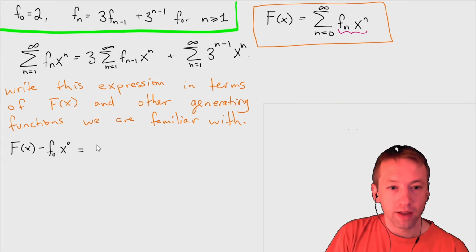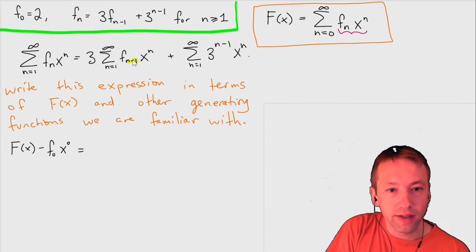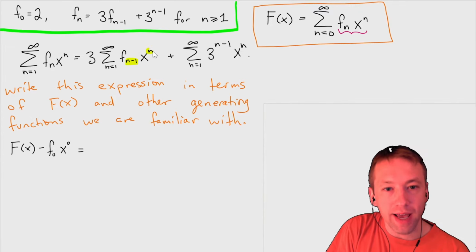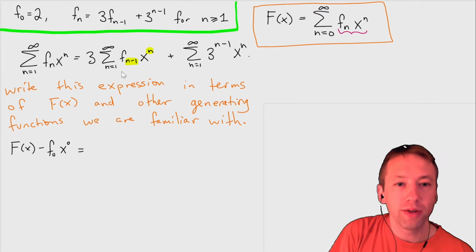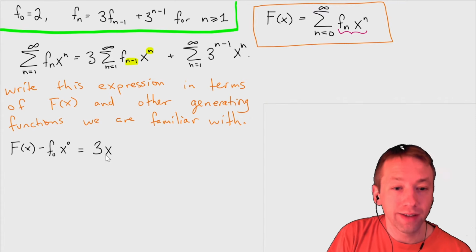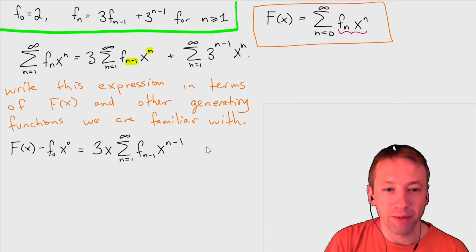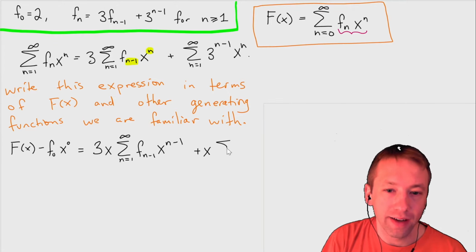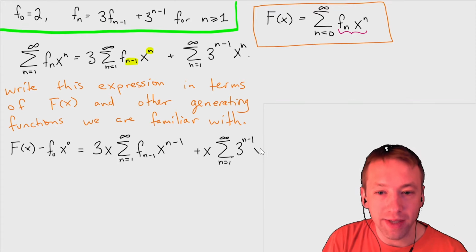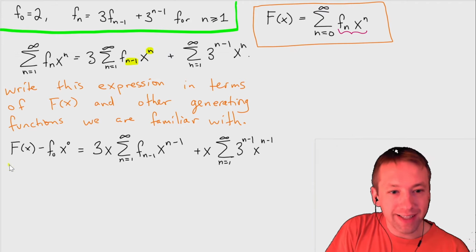Here, what I'd like to do is to make the subscript the same as the exponent, just to make it a little bit more similar to f(x). To do that, I can factor out an x like this. We'll simplify it more in a second. But let's look at the third term. Again, I can factor out an x, and I get the sum from n equals 1 to infinity of 3^{n-1} times x^{n-1}. Okay, so now I'm pretty happy with the left-hand side of this equation.